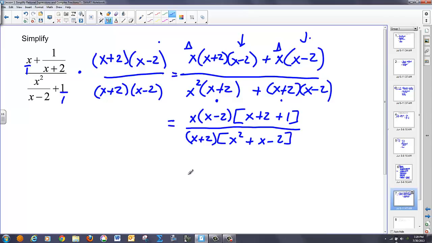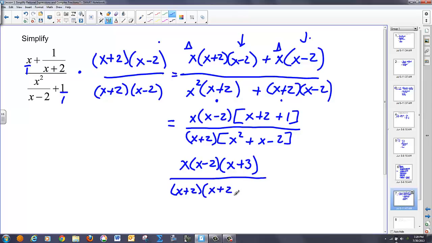You'll notice in the numerator, I now have x times x minus 2 times x plus 3. In the denominator, you'll notice the second term factors, so I have an x plus 2 and I have an x plus 2 and an x minus 1. Notice nothing's going to reduce, so I just leave it as is, but at least I gave it a shot.